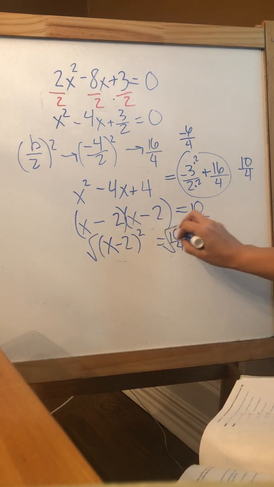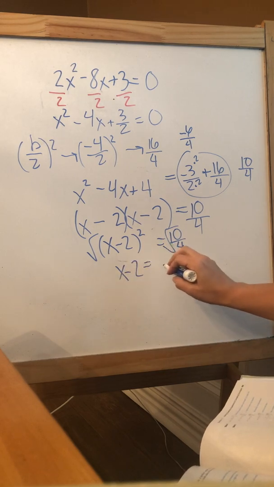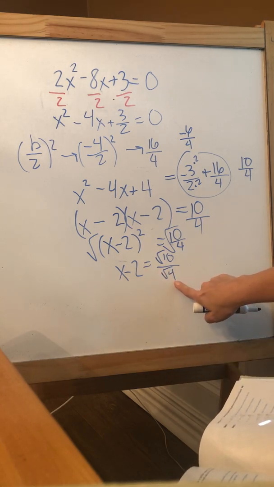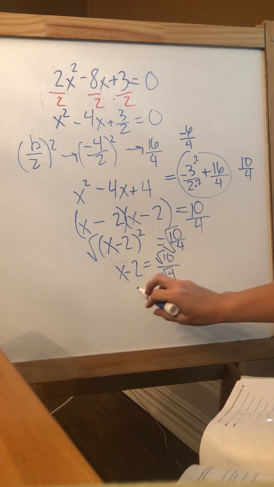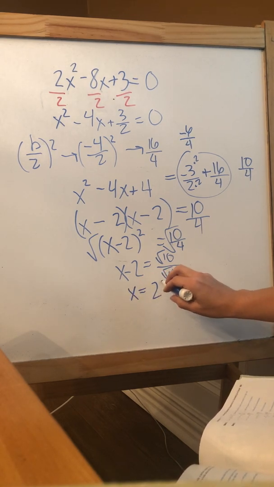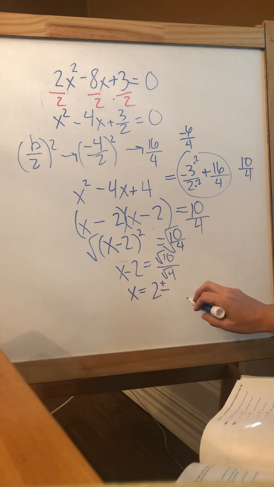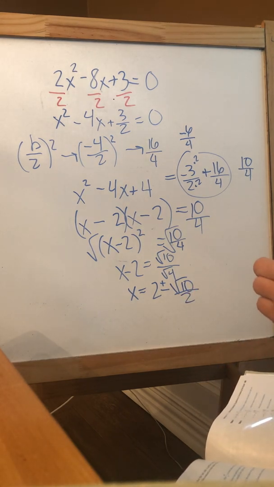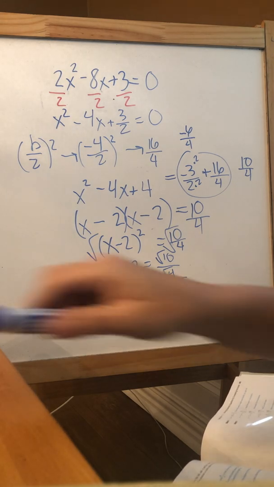Take the square root of both sides. X minus 2 equals the square root of 10 over the square root of 4. Okay, we're going to add 2 over here, and look here. We have square root of 4. We can just solve for that. So we have x equals 2 plus or minus the square root of 10 over 2. And that can be your final answer. Okay? All right. So let's go ahead and press pause and try practice 7.